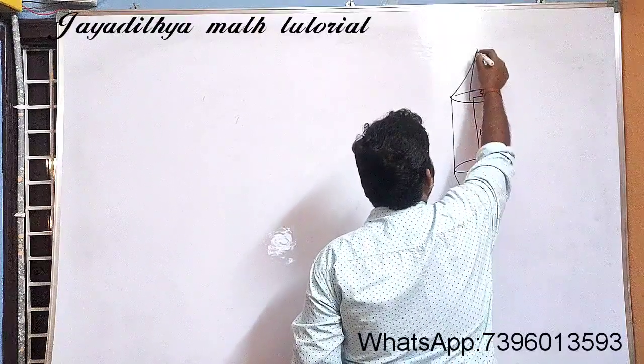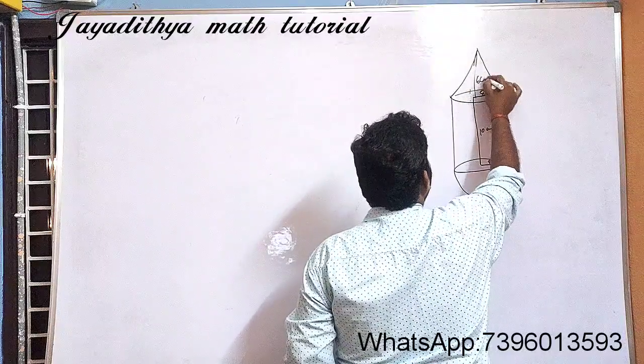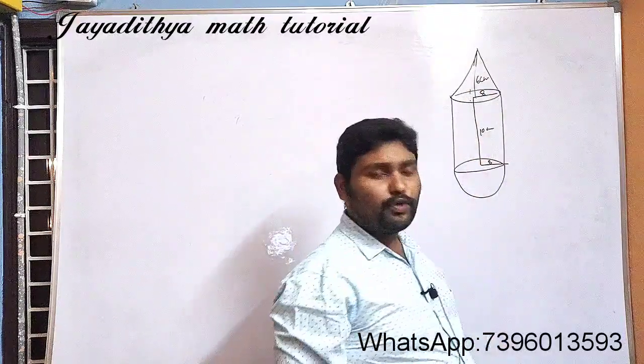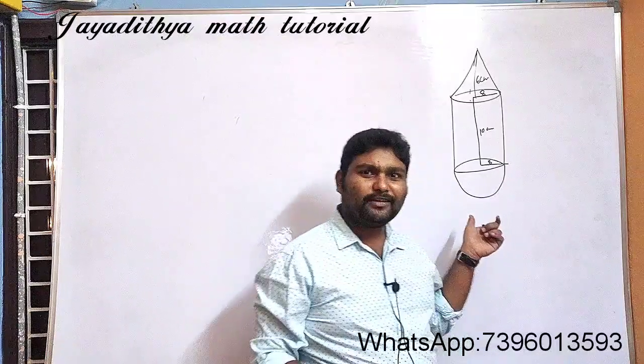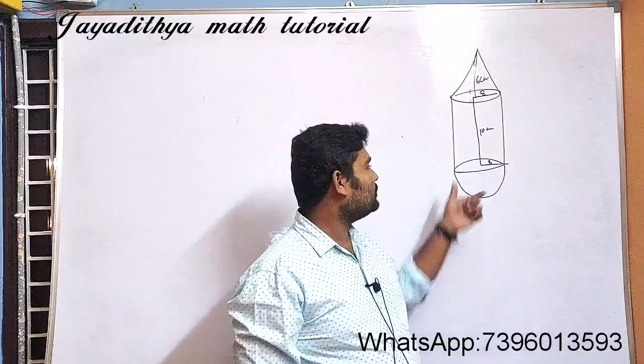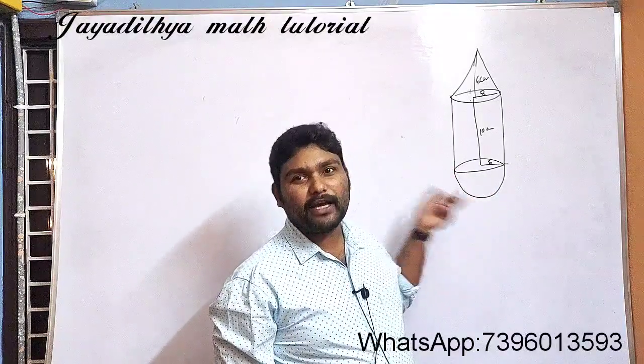And he has given the height of the cone as 6 centimeters. He has not given the height of the hemisphere. Why? Can you guess, Nana? Because the radius of the hemisphere will be equal to the height of the hemisphere.